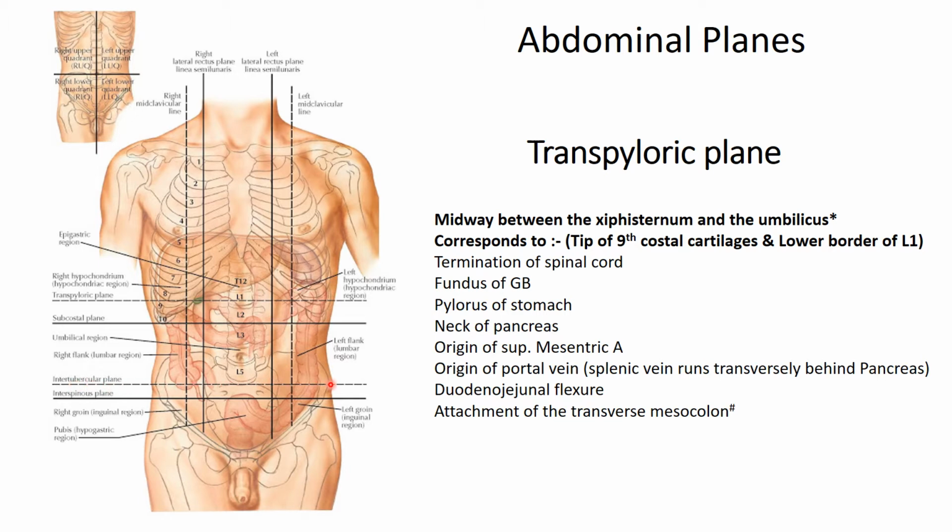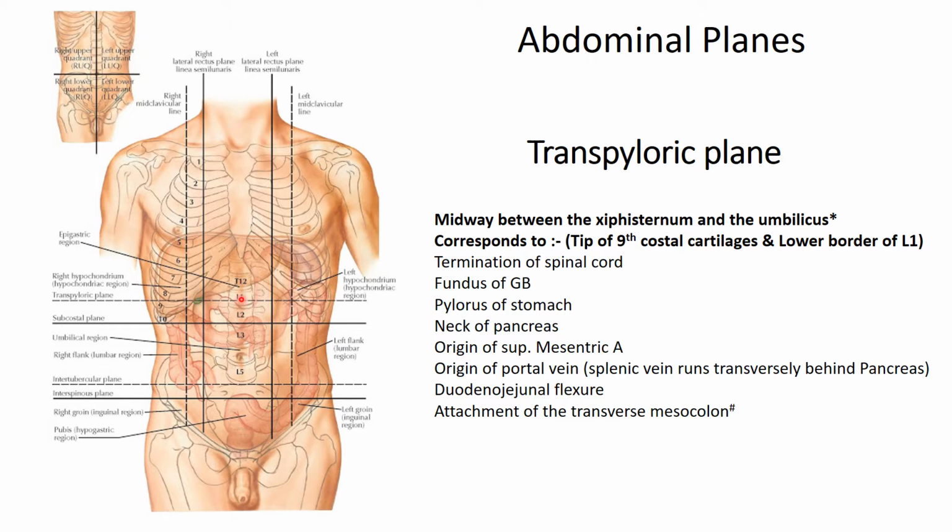Now this lower transverse plane is known as the intertubercular plane. As the name suggests, it is the line joining the iliac tubercles of the two sides. So this is the lower transverse line. Upper transverse line corresponds to the transpyloric plane. Now the transpyloric plane is the plane which is lying midway between the xiphisternum and the umbilicus, or a hand width below the xiphisternum.